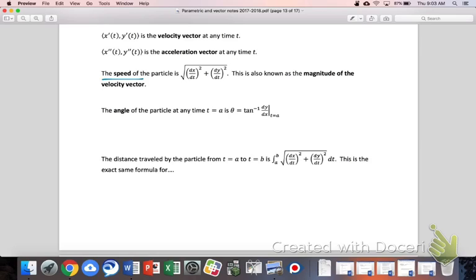Yeah, absolutely. So speed is essentially the x component of velocity squared plus the y component of velocity squared, and the square root of that. This is also known as the magnitude of the velocity vector. Definitely a formula expression that you want to know. You want to know how to do this quickly and easily for speed.